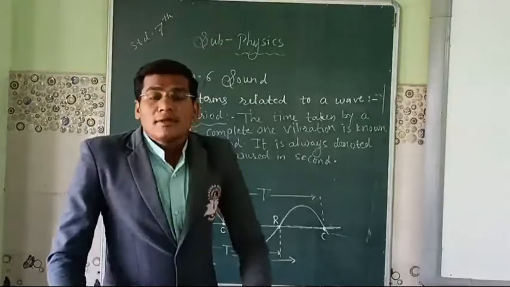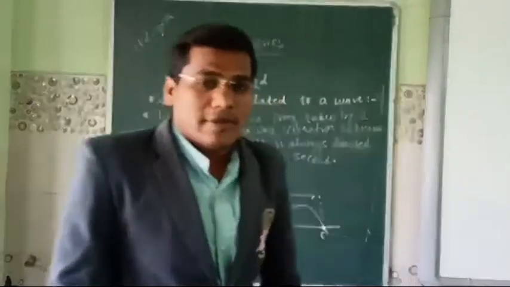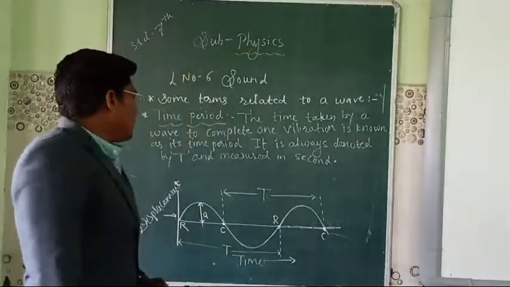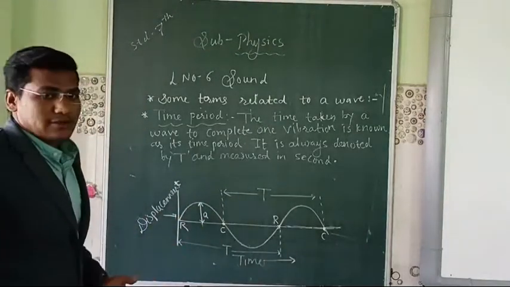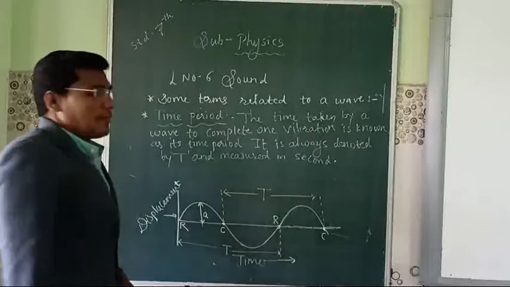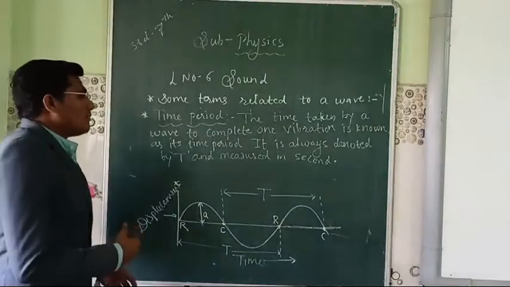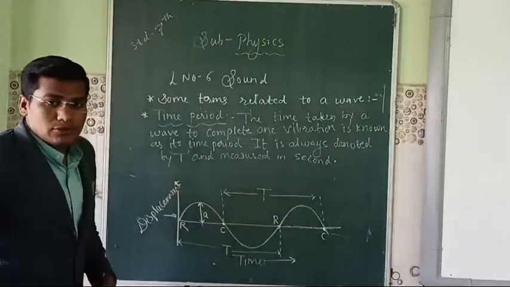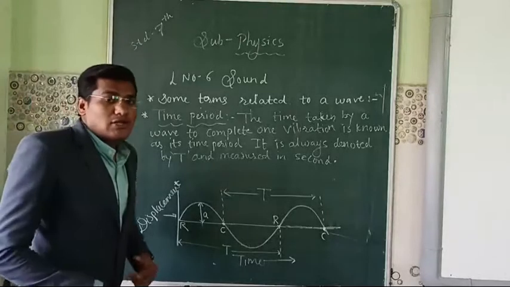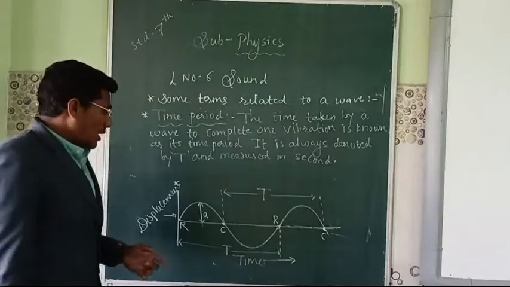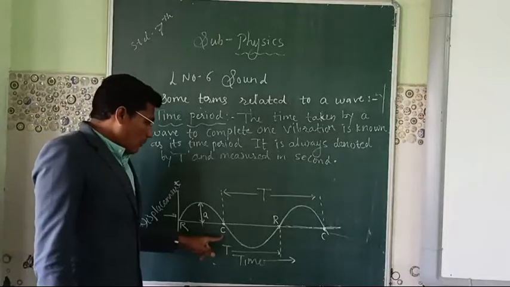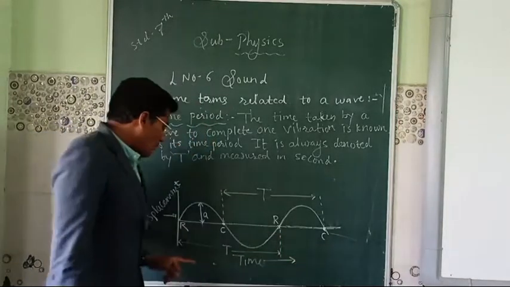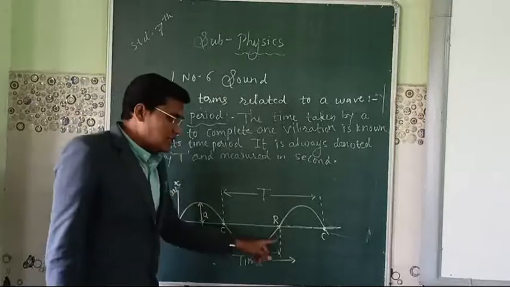meters. Now the next term is time period. It is defined as the time taken by a wave to complete one vibration. It means that the time taken by a wave to complete one full vibration is called the time period. As you can see in the figure, one wave is from one compression to the next compression, or from one rarefaction to the next rarefaction.